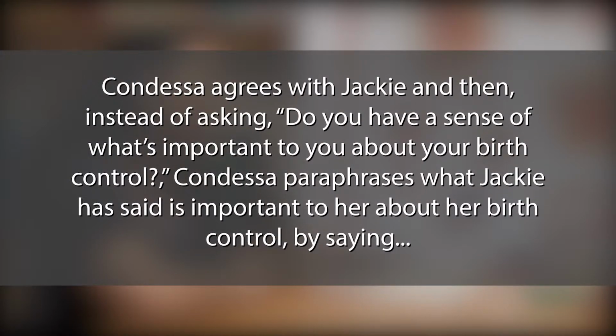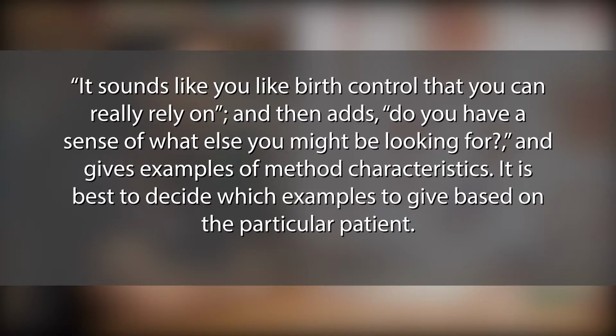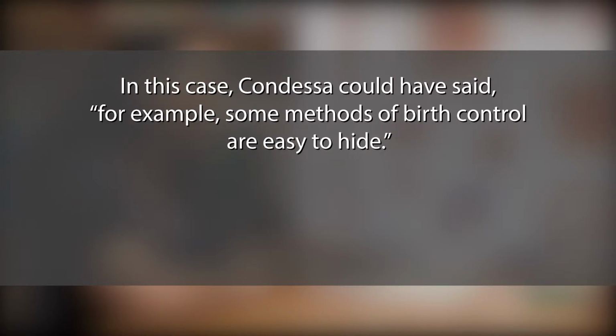Condessa agrees with Jackie, and then instead of asking, do you have a sense of what's important to you about your birth control? Condessa paraphrases what Jackie has said is important to her about her birth control by saying, it sounds like you like birth control that you can really rely on, and then adds, do you have a sense of what else you might be looking for? And gives examples of method characteristics. It is best to decide which examples to give based on the particular patient. In this case, Condessa could have said, for example, some methods of birth control are easy to hide.